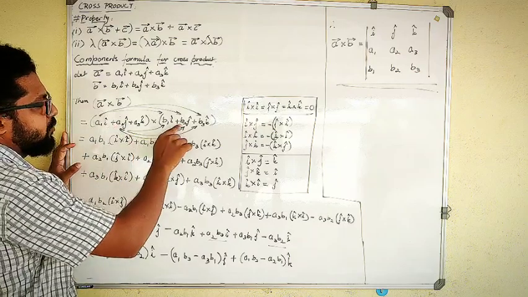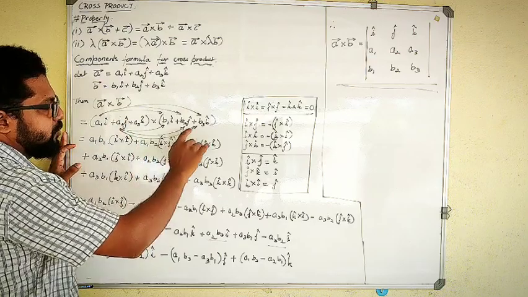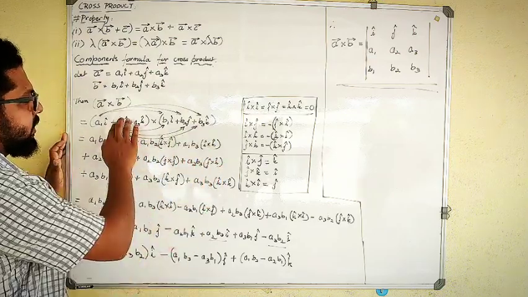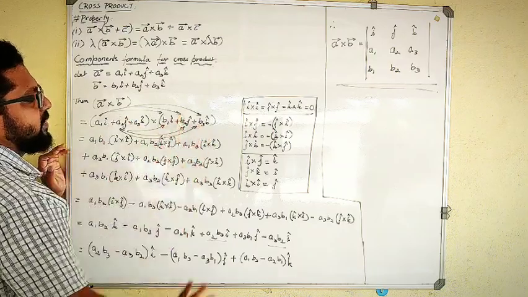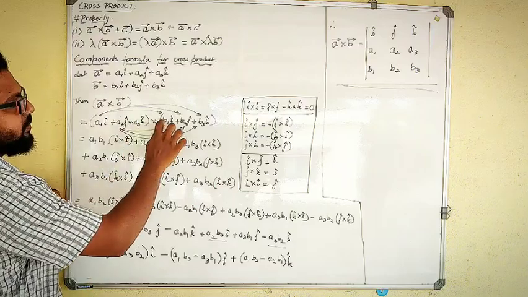Okay, A2 B2, J cross J. A2 B3, J cross K. Okay, the second term of the second vector is done. Now the last term of the second vector. This will be like this.